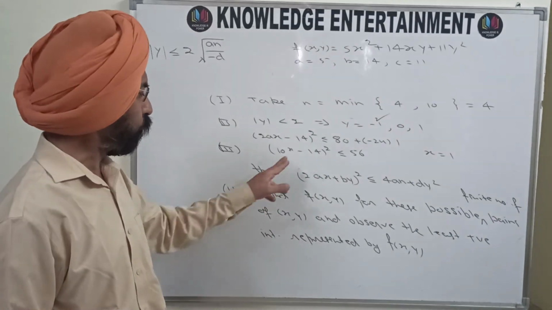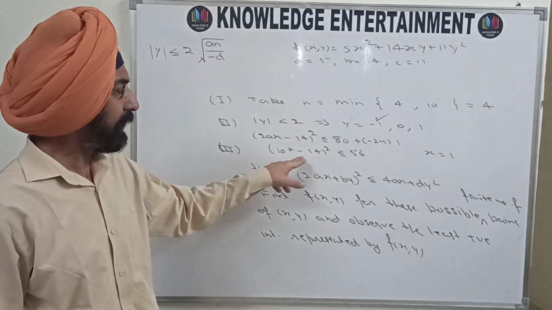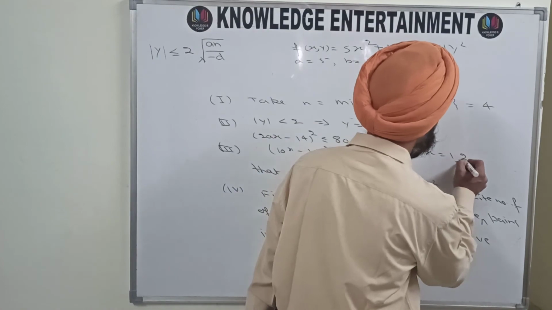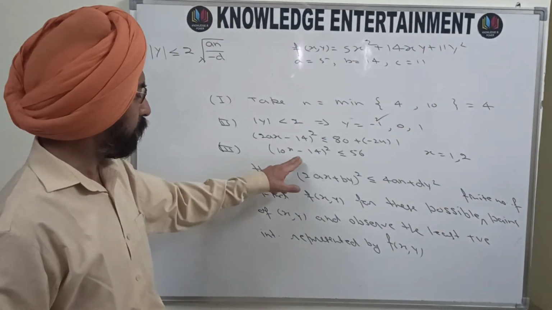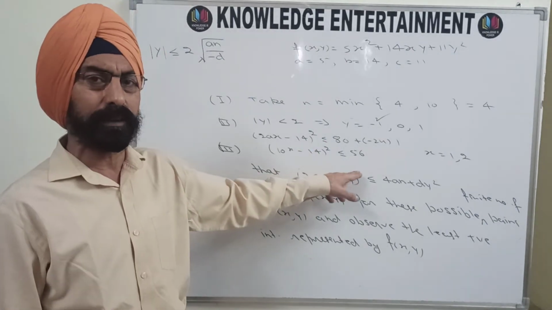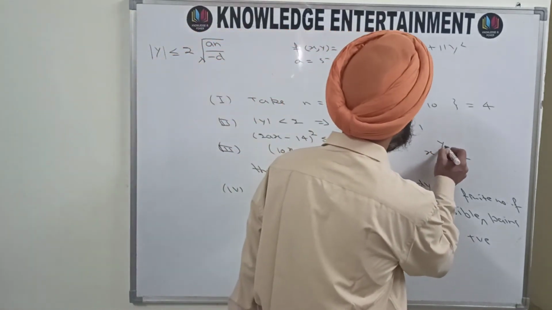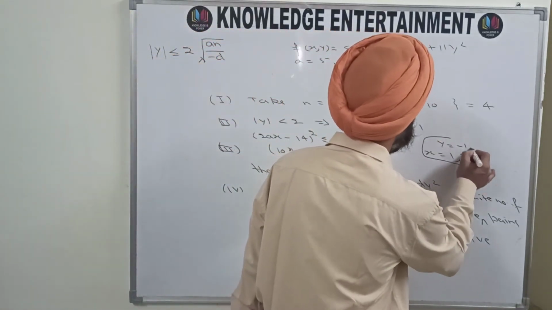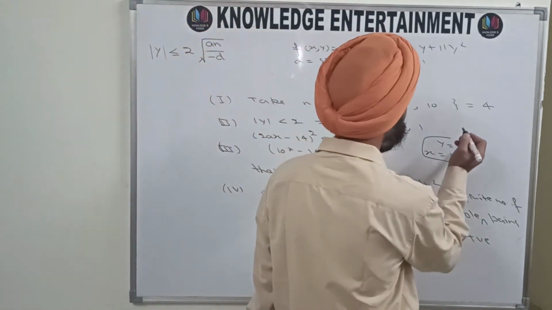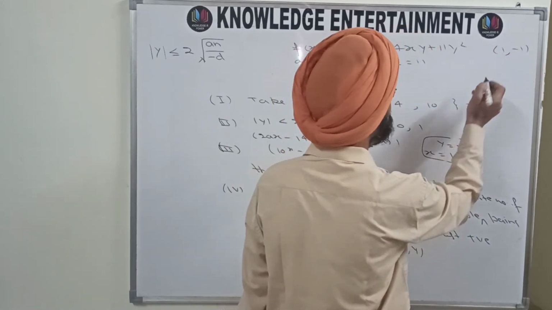You take x to be 2, 10 into 2 is 20, 20 minus 14 is 6, 6 square is 36, less than or equal to 56 is again okay. So the value of x is 2 also possible in this case. If you take x to be 3, then 30 minus 14 is 16, 16 square is 256, less than or equal to 56 is absurd, is not possible. So these are the two values corresponding to y equal to minus 1. So I have obtained two pairs. What are these two pairs? 1, minus 1, and then 2, minus 1.